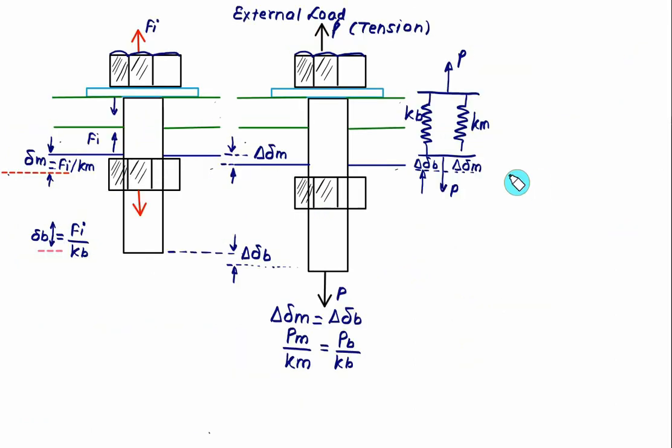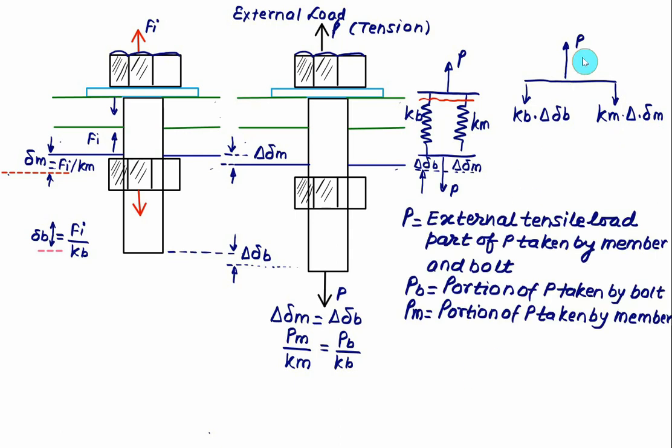So if you cut at this point, then we can develop the free body diagram here. We have a vertical force equal to P. Seeing here the spring is stretched, for the spring the force will act inward and is equal to Kb multiplied by its deflection, delta B. This spring is also stretched, so the spring will try to attain the original position and it will develop a force equal to Km into delta m.